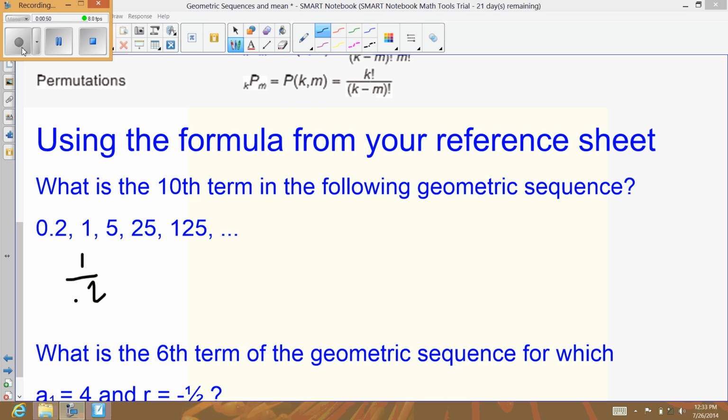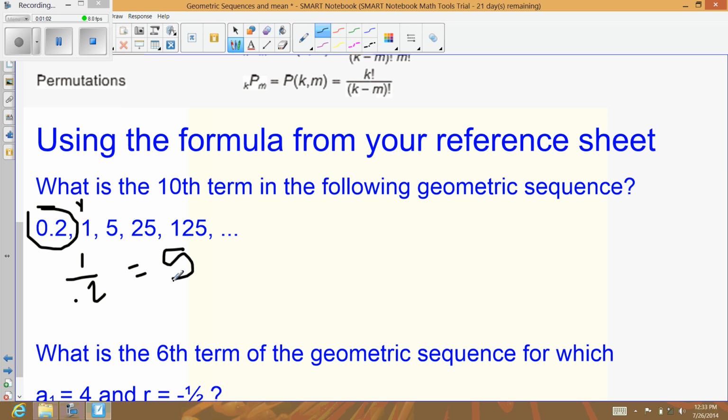Okay, so you didn't have to do that, but again, if you don't recognize what you're being multiplied by, I took the second term, 1, and I divided it by the first term, the 0.2. And that gave me a common ratio of 5. And then I checked it. 1 times 5 gives me 5, 5 times 5 gives me 25. So the common ratio is 5. And then I'm going to use that formula from above to figure out what the 10th term is.